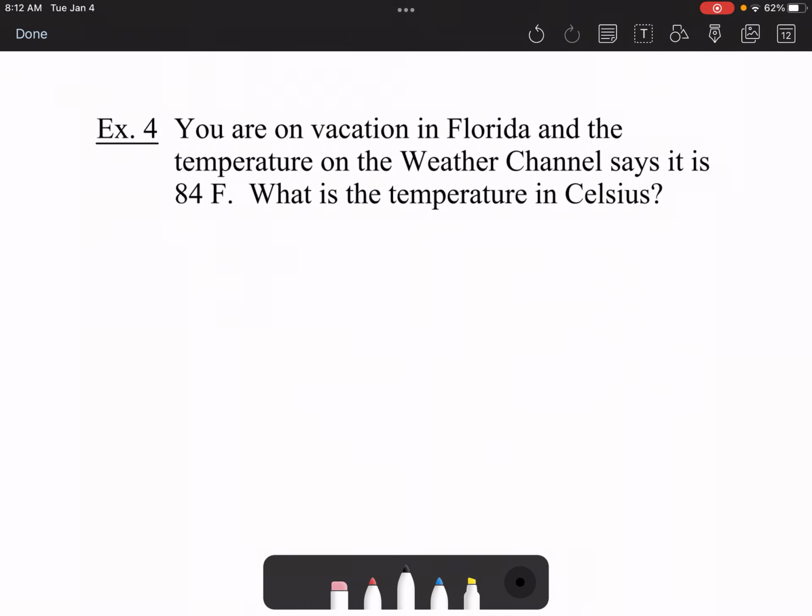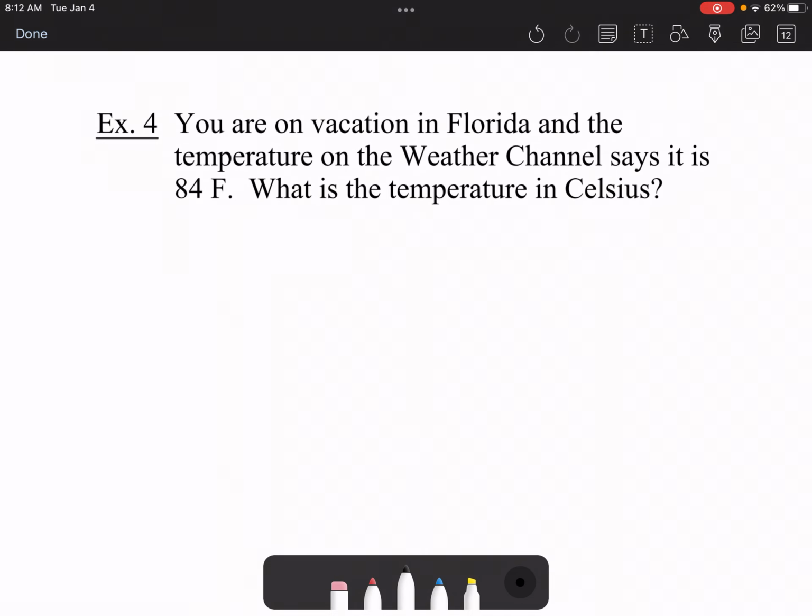Okay, so let's try one last problem. You are on vacation in Florida, and the temperature on the Weather Channel says it is 84 degrees Fahrenheit. What is the temperature in Celsius? If you look at your reference sheet, the very last item shows you how to change Fahrenheit to Celsius and Celsius into Fahrenheit.